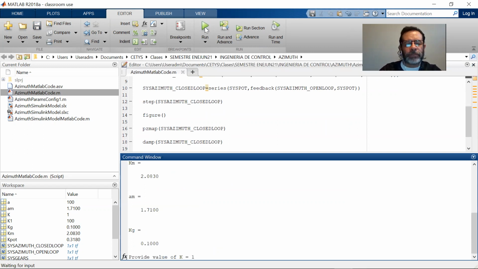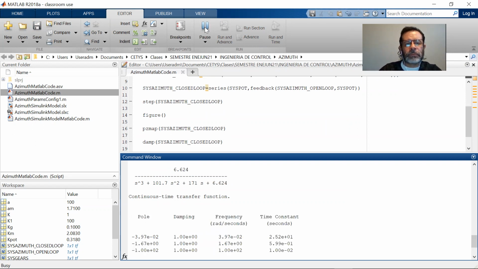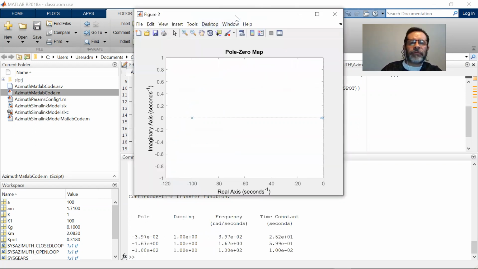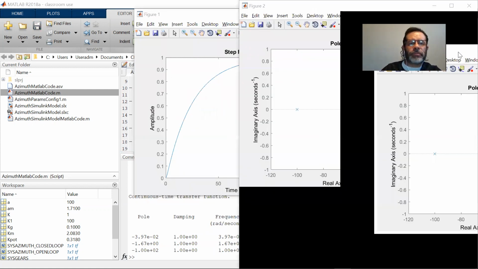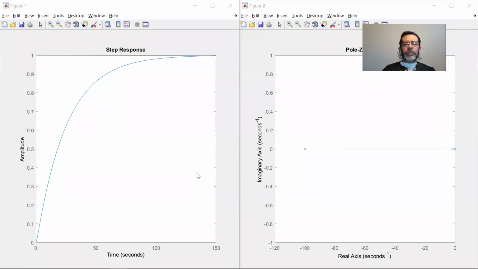I'm going to first give it a value of 1. It's giving me, first off, the pole zero map, and next up, we're going to look at the response. Notice that the response is very slow. We had already seen this, okay? Click the stop share again. There we go. We had already seen this response here. We had already seen it, and it was the very slow response.